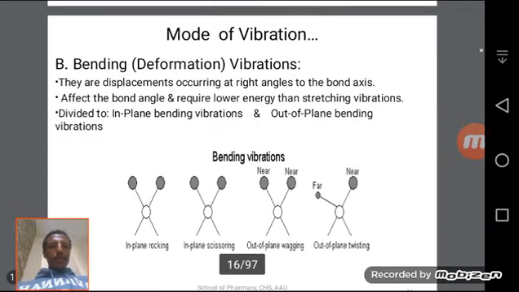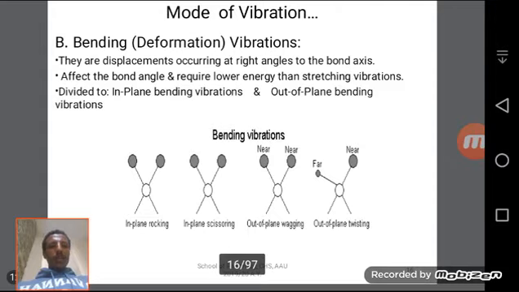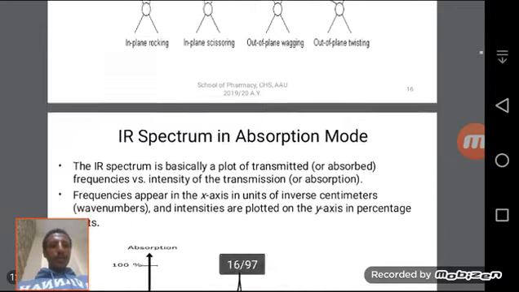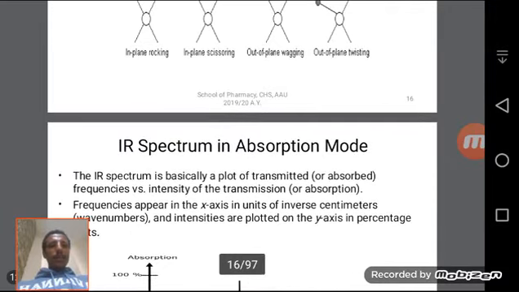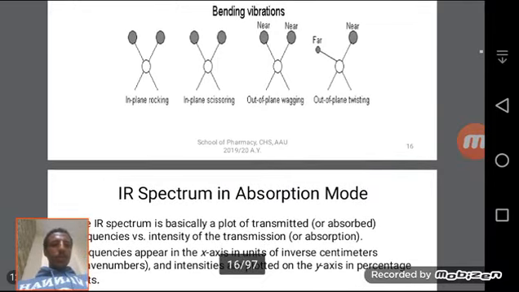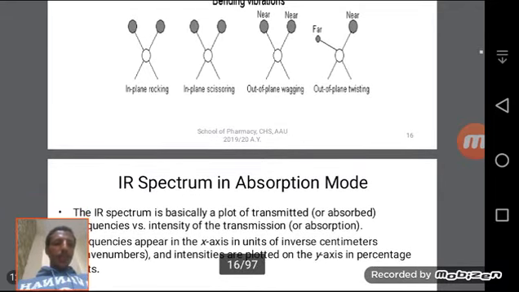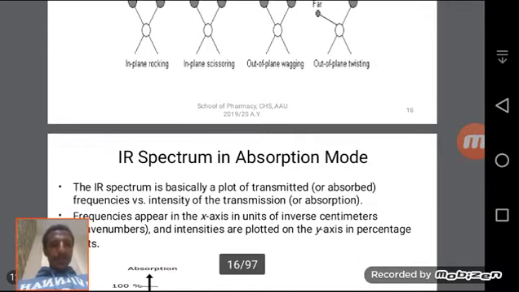The second is the bending or deformation vibration. It is a displacement occurring at right angle to the bond axis, meaning a bond angle change. It affects the bond angle and requires lower energy than stretching vibration. That can be divided into in plane bending vibration and out of plane bending vibration. The in plane vibration contains scissoring and rocking, and the out of plane vibration consists of wagging and twisting.